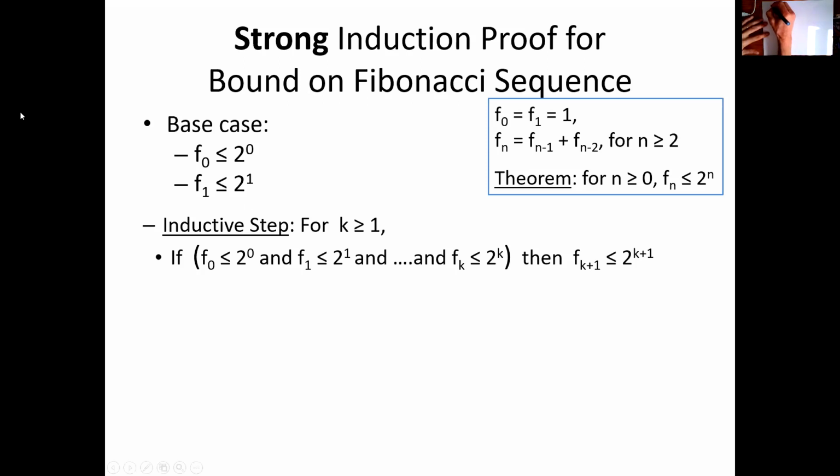So I have that f0 is greater or equal to 0, and that f1 is greater or equal to 1. And I have that fn is fn minus 1 plus fn minus 2. And the theorem is that for all n greater or equal to 0, fn is upper bounded by 2 to the n. Okay, so that's my predicate, p of n.